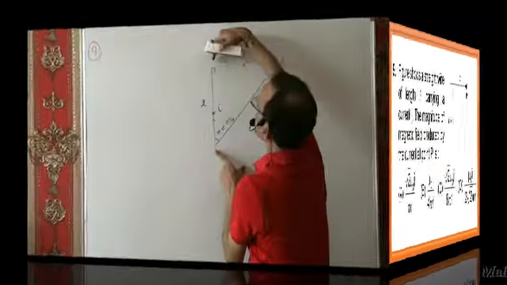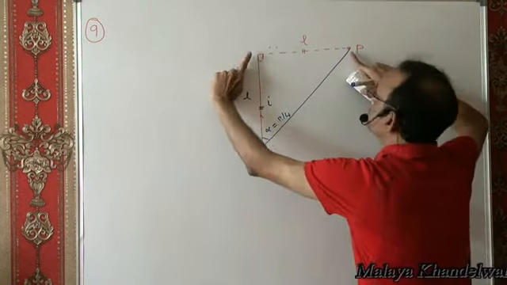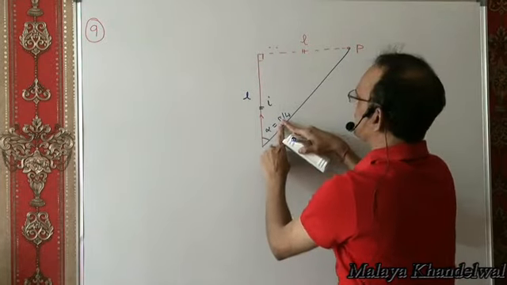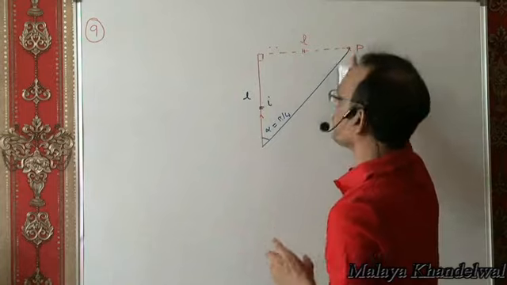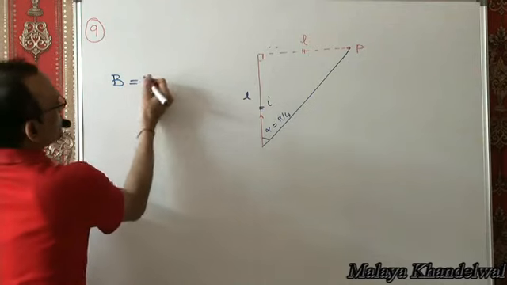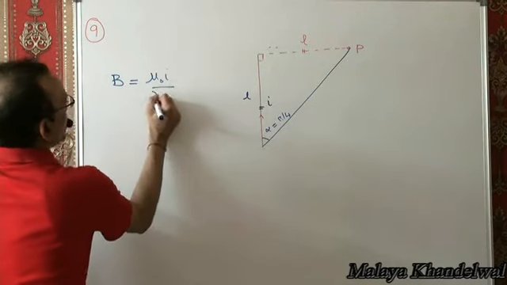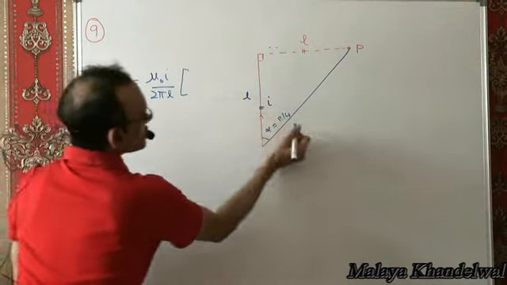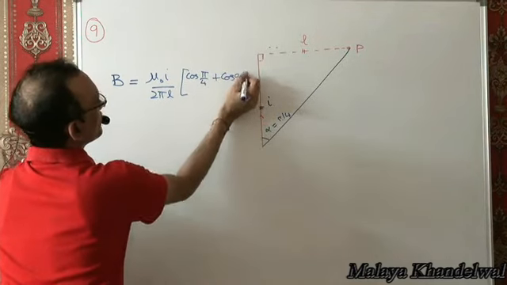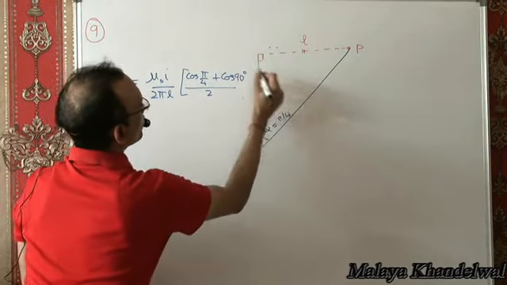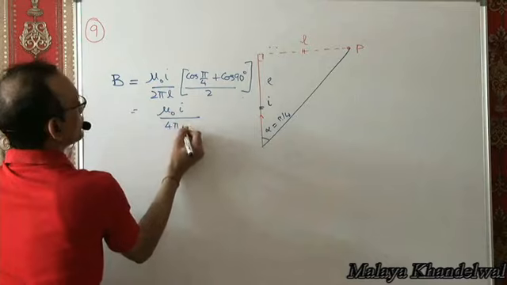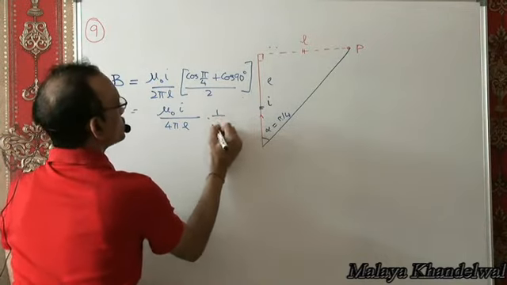A current carrying wire, carrying current I and of length L. We want to compute the magnetic field at the point P. Very clearly, if this is L, this is 45 degrees, this is 90 degrees. At this point P, we want to compute the magnetic field. It's a direct formula. The magnetic field at the point P is going to be mu naught I divided by 2 pi L into (cos pi by 4 plus cos 90 degrees), divided by 2. So that is mu naught I divided by 4 pi L, and cos pi by 4 is 1 by root 2. That's the magnetic field.